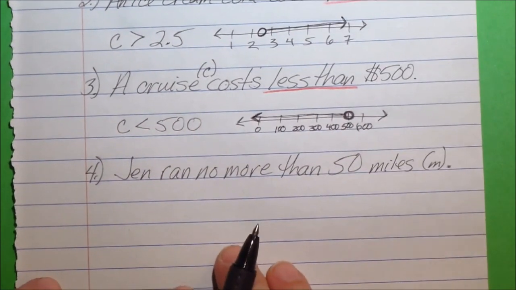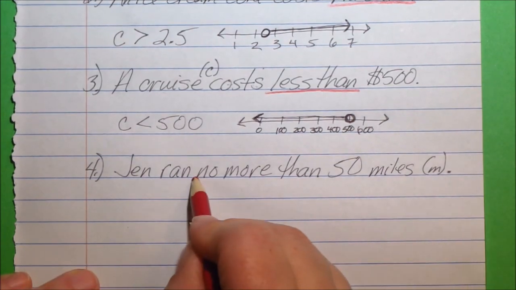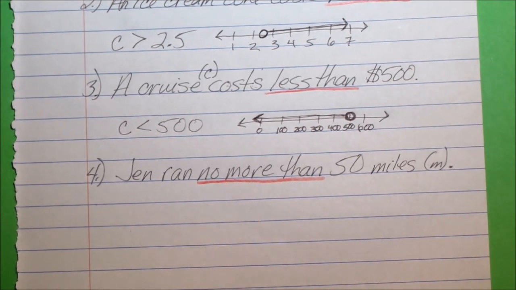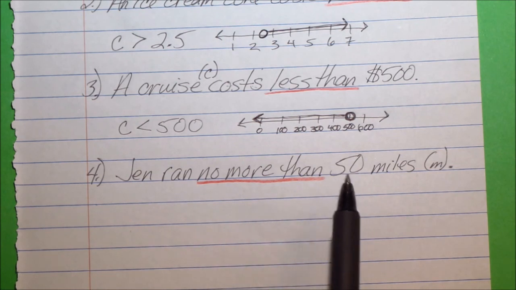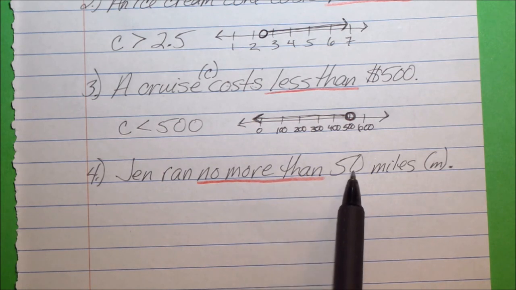All right, last one. Jen ran no more than 50 miles. No more than. Boy, does that one trip up students. You see that word more and you tend to think greater, okay? But let's pick this apart. She ran no more than 50 miles. So did she run 50 miles? It's possible, because all it says is that she didn't run any more than 50 miles. The possibilities of what she ran is anything 50 miles or less.